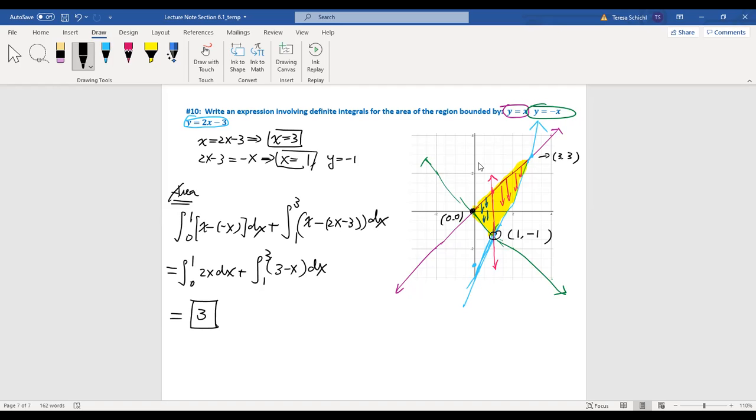So let me make sure this is part 1. This is the second part, right? So this will be 0 to 1. This is part 1, and this is part 2 here, right? Okay. All right, that's it.